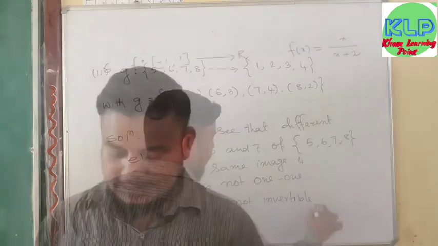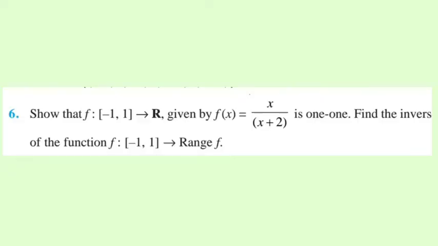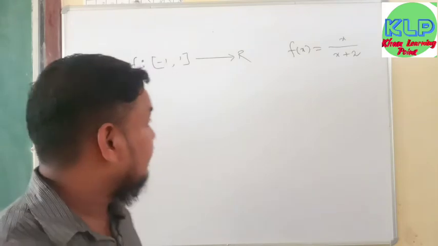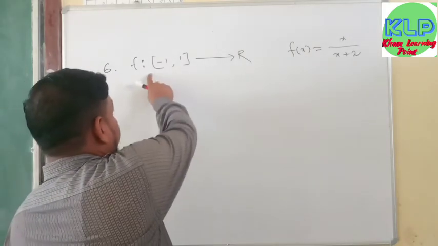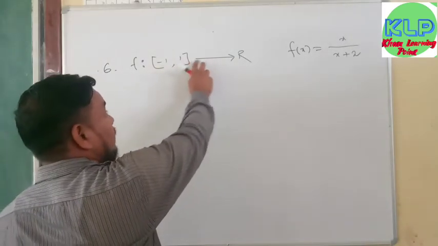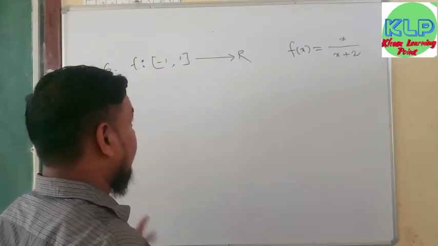Question number 6 is: show that the function f, where the domain is the closed interval minus 1 to 1 to the set of real numbers given by f(x) = x divided by x plus 2, is 1-1. Find the inverse of the function f where the domain is the same but the codomain is the range of f. So we need to show that the function f from the closed interval -1 to 1 to the set of real numbers is 1-1.